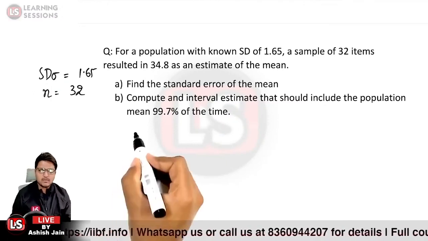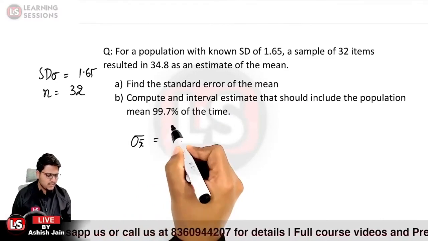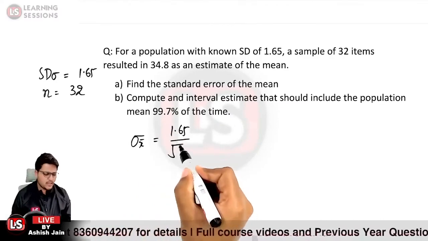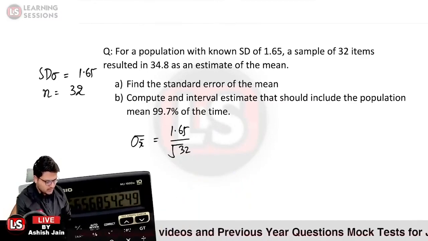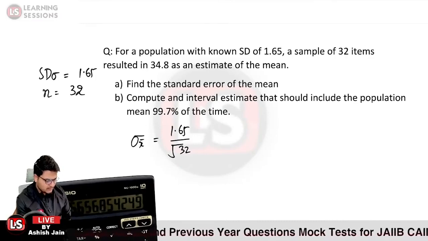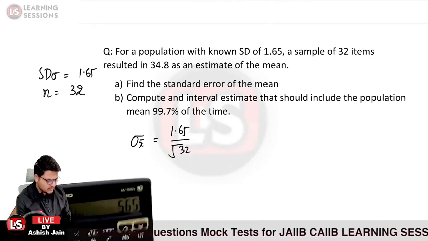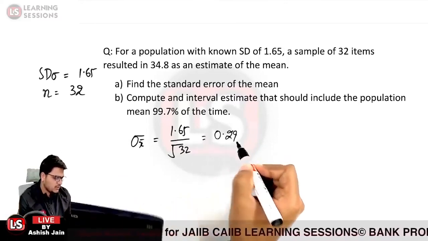So over here, already we know sigma x bar is equal to sigma, that is 1.65 divided by under root of 32. So under root 32 is equal to 5.65. So it will be 1.65 divided by 5.65, which is equal to 0.29.